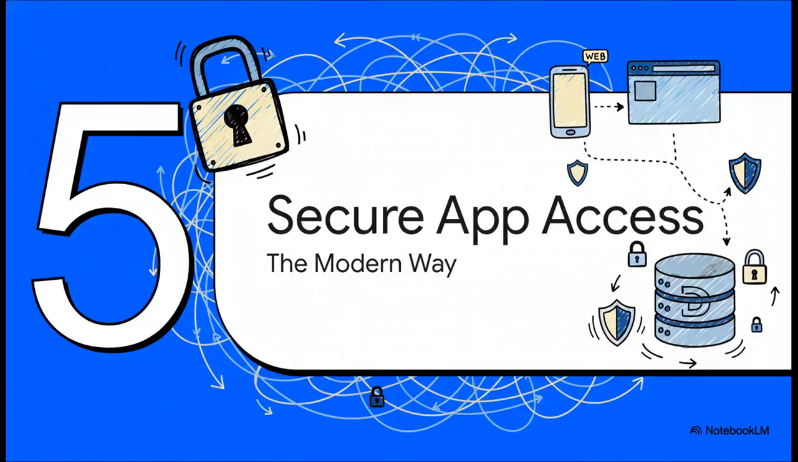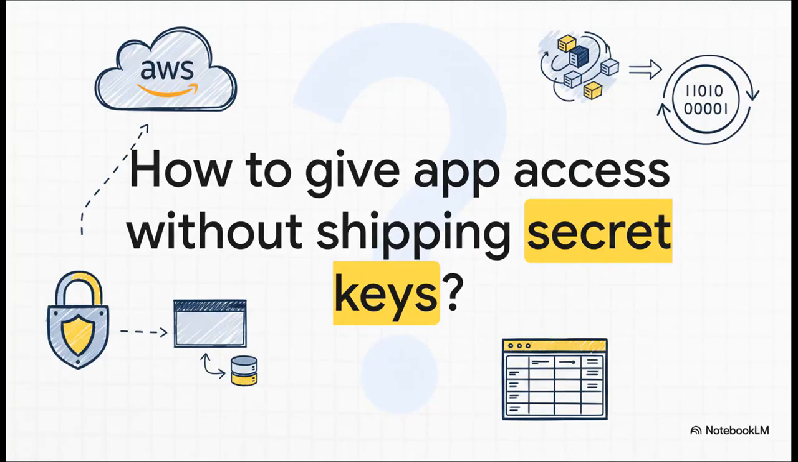Okay, finally, let's tackle one of the most critical topics for any application developer out there: security. How do you give your web or mobile app the permissions it needs to talk to your DynamoDB table safely? I mean, this is the classic dilemma, right? You absolutely cannot just embed your secret AWS access keys directly into your application's code. Because if those keys ever get exposed, and let's be real, they probably will, it's a massive, massive security risk.